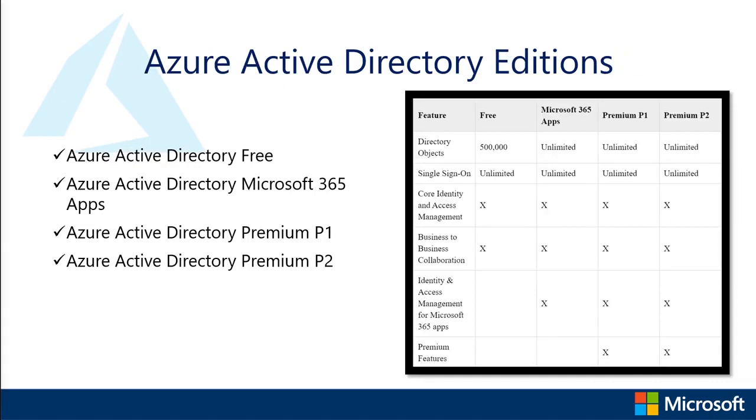When we talk about editions, folks, we're talking about different levels of licensing that we can acquire to get some features that we don't have on the basic options. For example, for free, we can have an Active Directory tenant limited to 500,000 objects without limitations on single sign-on and with the basic management of identity and collaboration. Would you like to use, for example, Microsoft 365 application and management? You have Azure Active Directory 365 applications.